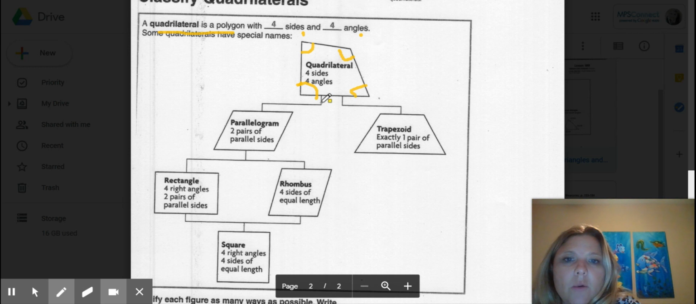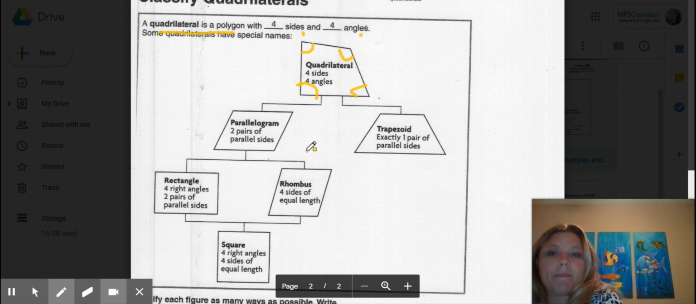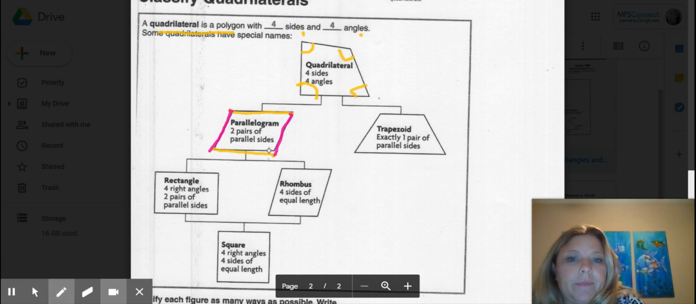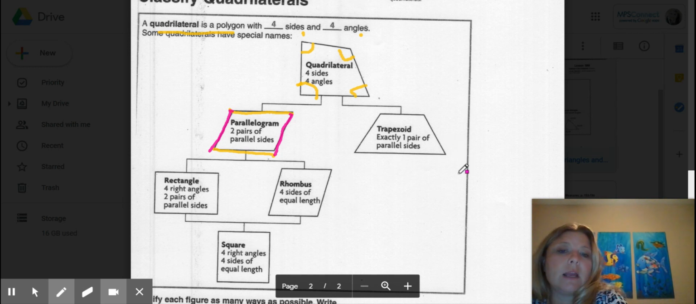Now, if we look within the quadrilaterals, we have what's called a parallelogram. We know it's a parallelogram because this line is the same as this line, and we have this line that's the same as this line, okay? Now, a trapezoid has exactly one pair of parallel sides. Parallel means they run along each other like that.